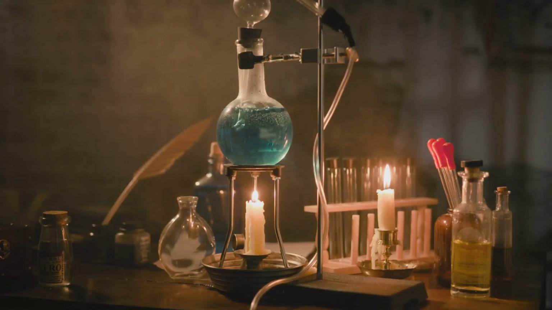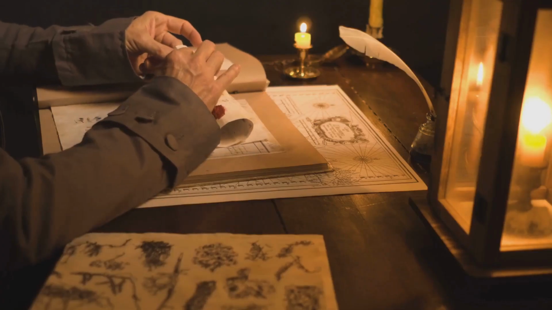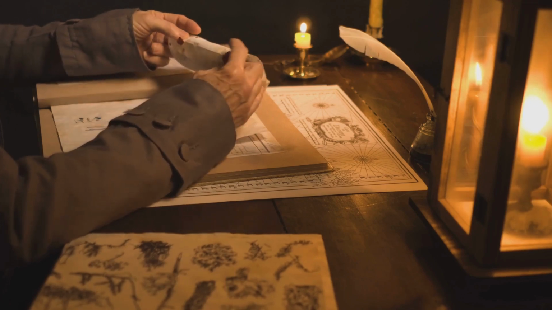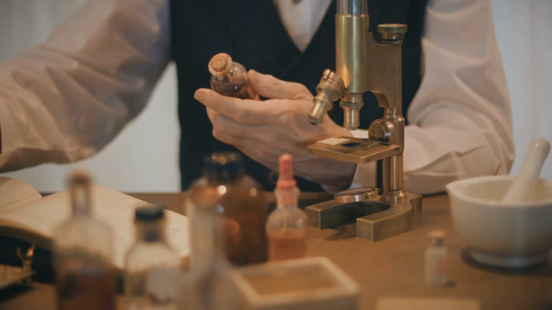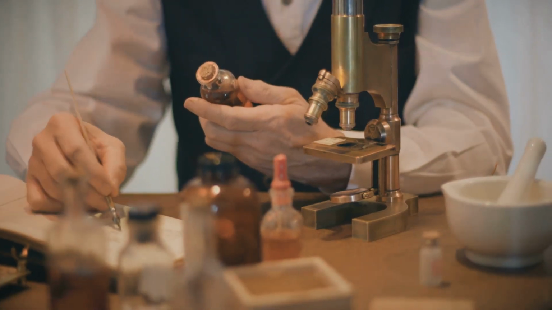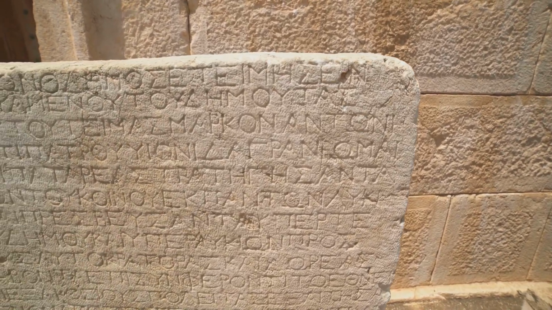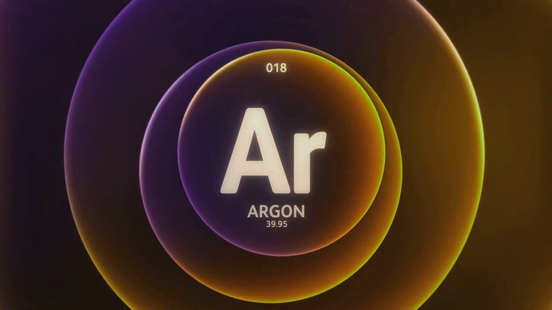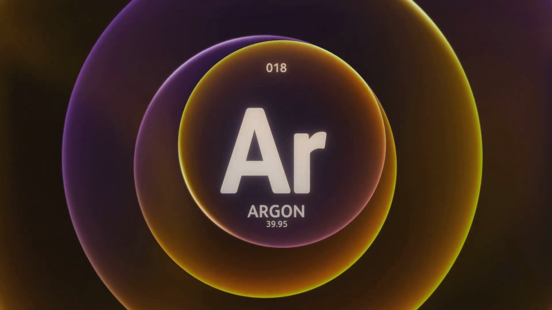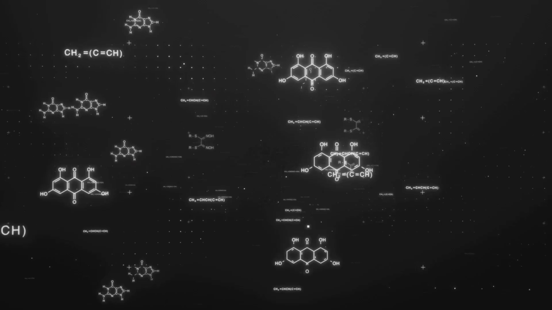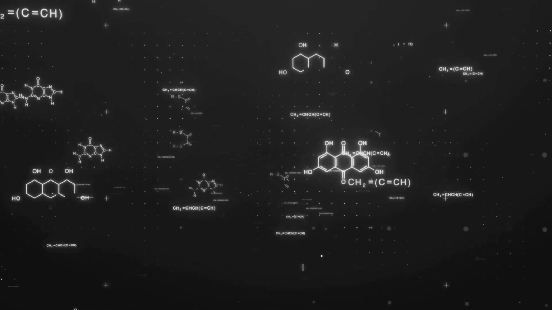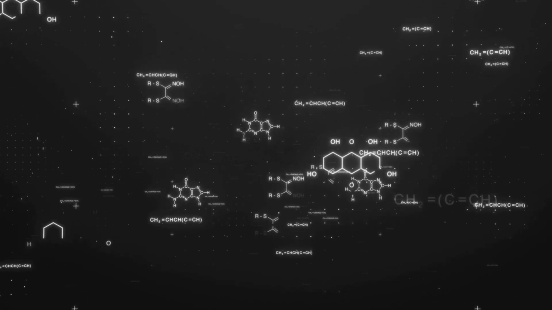Despite its abundance, argon went undiscovered until 1894, when scientists Lord Rayleigh and Sir William Ramsay isolated it while attempting to understand discrepancies in the density of atmospheric nitrogen. The name argon is derived from the Greek word argos, meaning inactive or lazy, a reference to its remarkable lack of chemical reactivity.